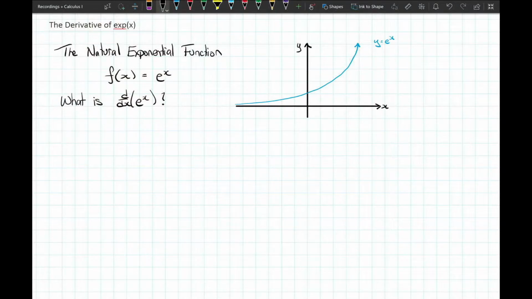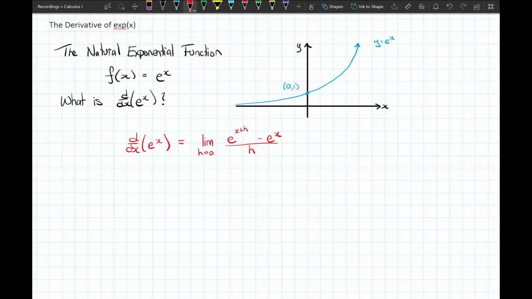The natural exponential function is the function f of x equals e to the x, and you can see its graph here on the right. Keep in mind that it always passes through the point (0, 1). So what is the derivative of e to the x? Well, the first time you're ever trying to compute the derivative of a function, we always need to go back to the limit definition of that derivative. The derivative of a function is the limit as h goes to 0 of the function evaluated at x plus h, so e to the x plus h, minus the function evaluated at x, all divided by h.